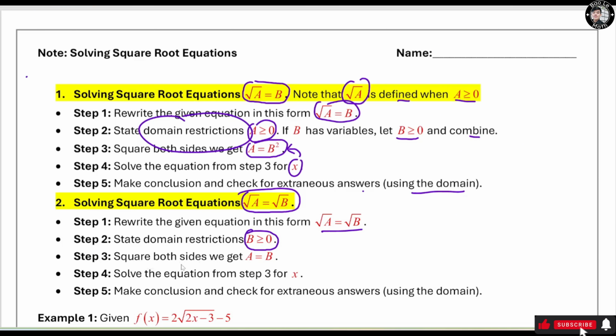Step number 3, square both sides, we get A equals B. Step number 4, solve the equation from step number 3 for x. And step number 5, make a conclusion and check for extraneous answers using the domain right here.